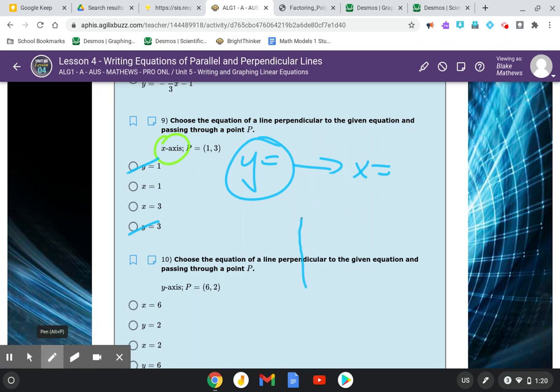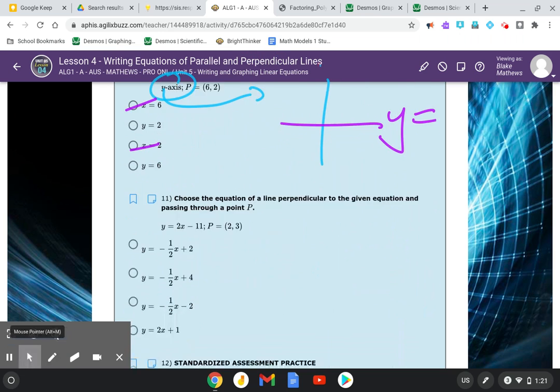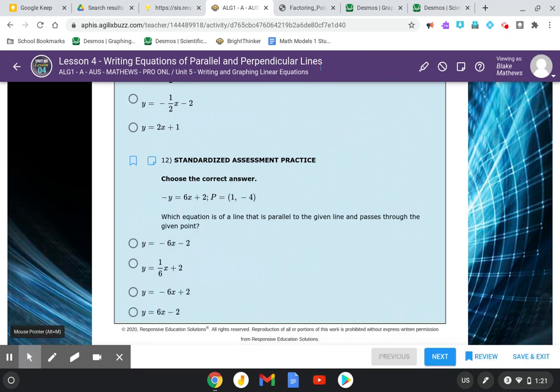And then similarly with the one down here for number 10, if you're starting with the y-axis, it goes up and down. So if you're perpendicular to that, you're going to the x-axis. That means it's going to be y equals. So you need to eliminate answer choices A and C. Number 11, straightforward. Number 12 is the same as the examples I did. All right, so that's it for lesson 4.